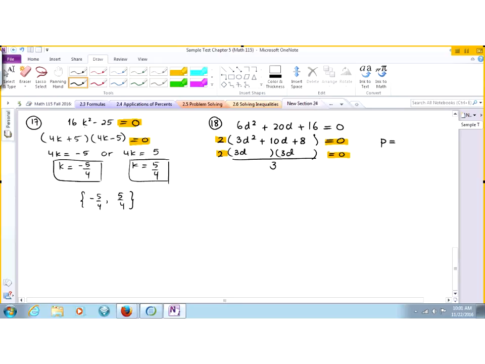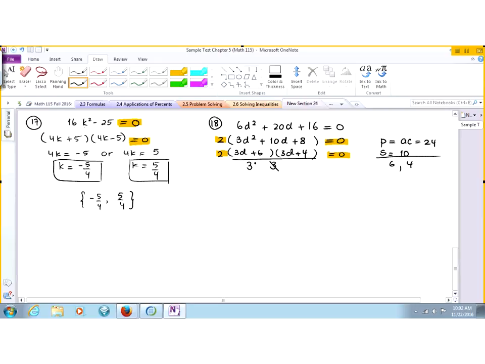Product equals what? AC, which is 24. So A times C is 24, and the sum is equal to 10. So what are the two numbers? 6 and 4, both positive? Okay, plus 6 plus 4. Good.